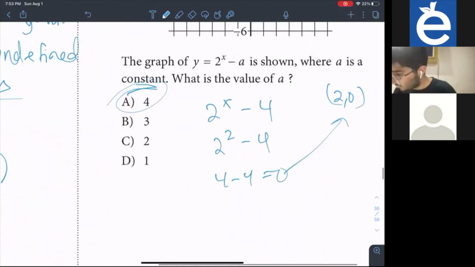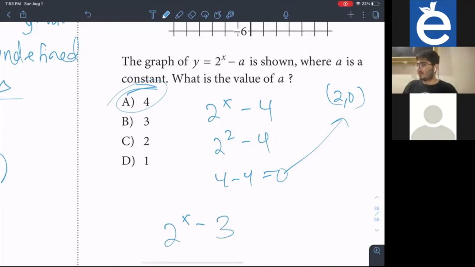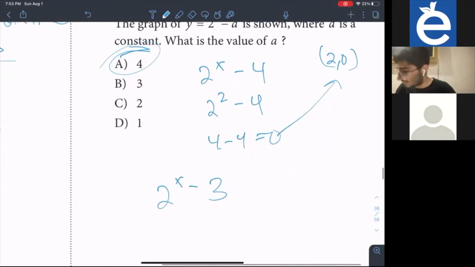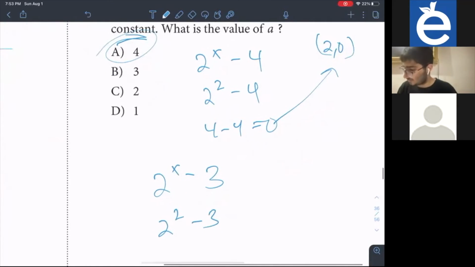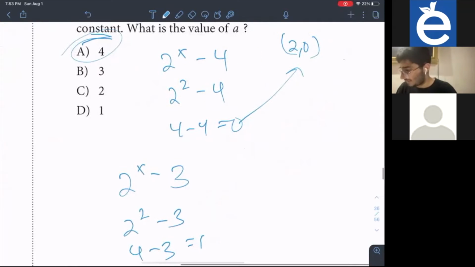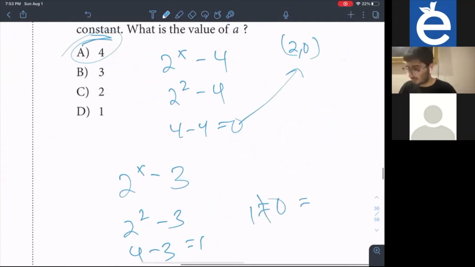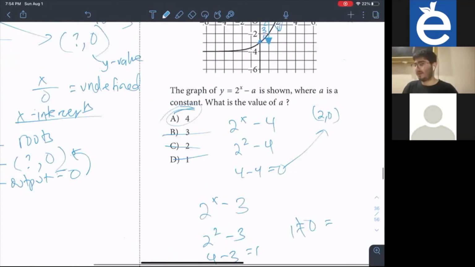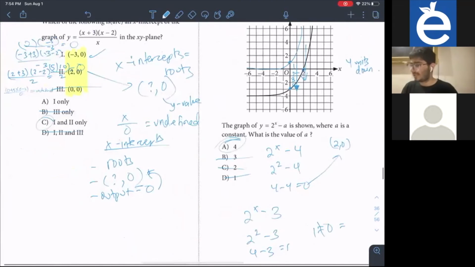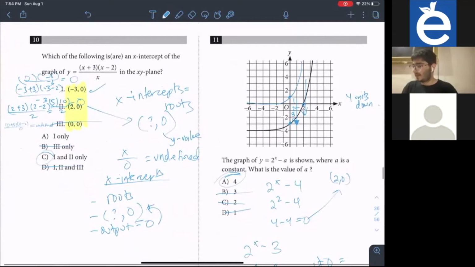So like, if we try 2 raised to the x minus 3, and let's try this point, we get 2 raised to the 2 minus 3, which is 4 minus 3, which is 1, and that does not equal 0, so that's wrong. If we do the same thing with 2, we get 2 squared minus 2, which is just 2, and that doesn't equal 0, so that's also out. 2 raised to the 1 is 2, minus 1 is just 1, and that also does not match 0, so that's eliminated.